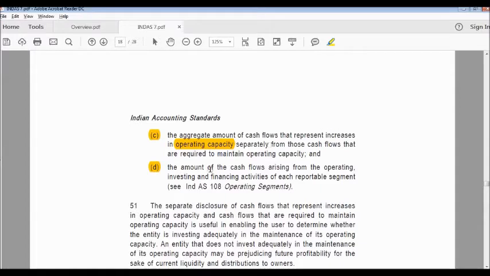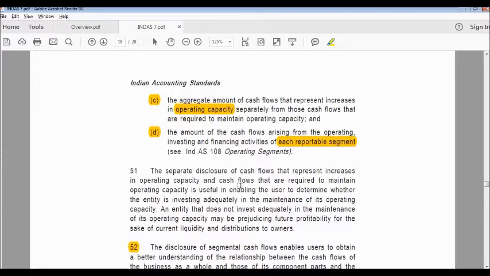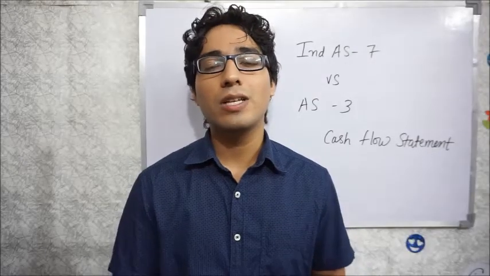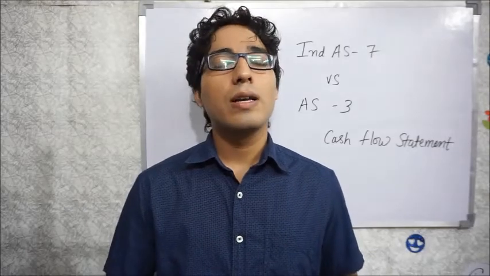And then the amount of cash flow arising from the operating, investing and financing activity of each reportable segment. So reportable segment wise also, the cash flow arising from operating, investing and financing activity you have to disclose. Clause number 52 has also been included, which is basically regarding the segmental cash flow, and it explains exactly how you have to disclose the cash flows from operating, investing and financing in case of segmental reporting. So these were the major changes which you have to check out.